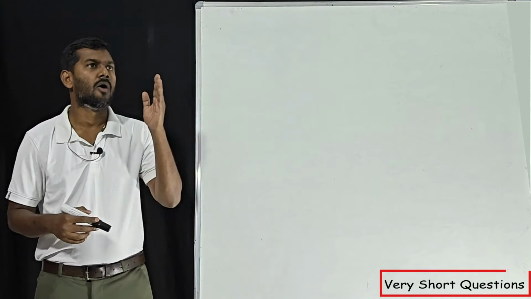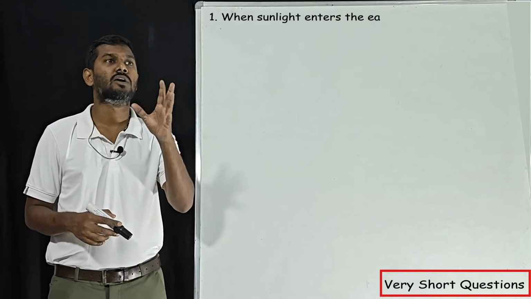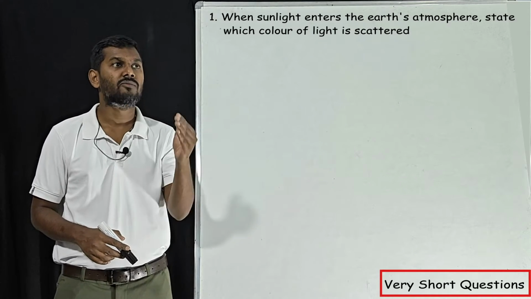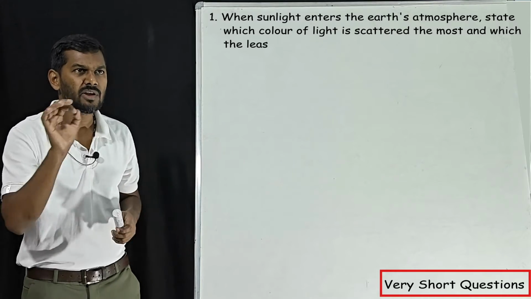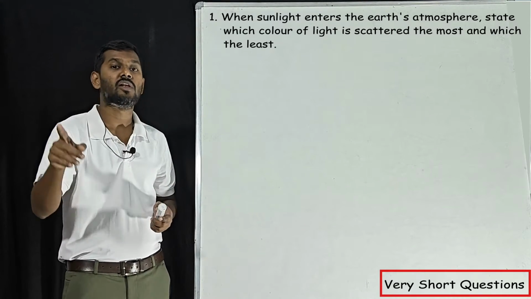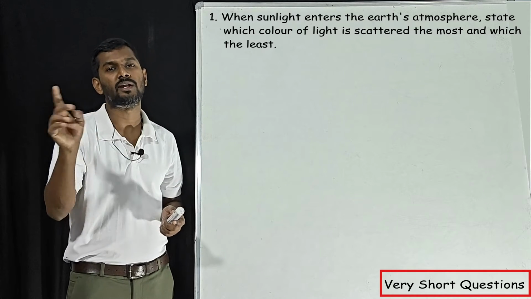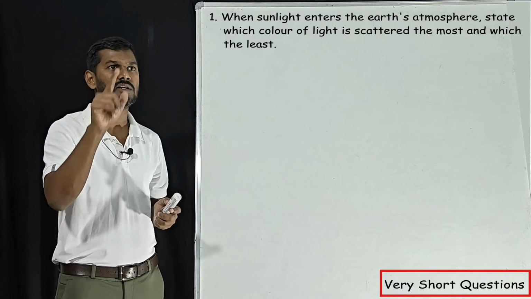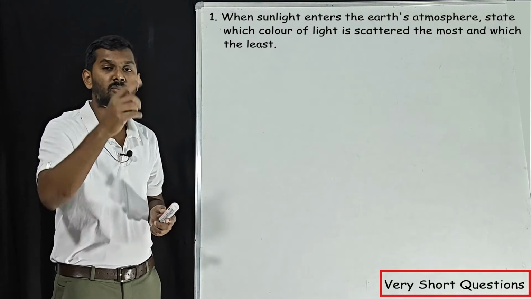Our first question: when sunlight enters the Earth's atmosphere, state which color of light is scattered the most and which is least. Very simple question. They are not asking for the reason also. If they are not asking for a reason, then don't write one. Keep this in mind. They are just asking us to write the colors. That's it. So which will scatter the most?